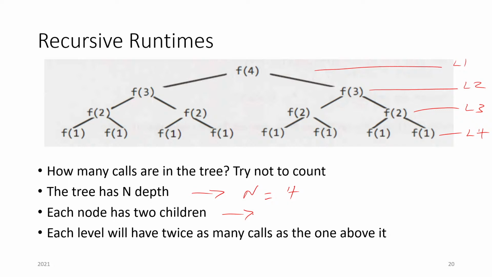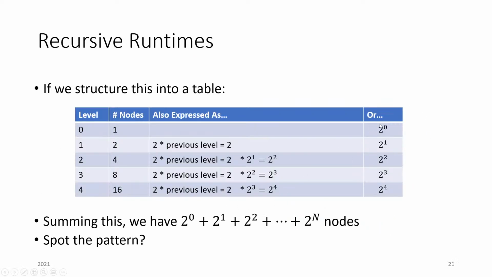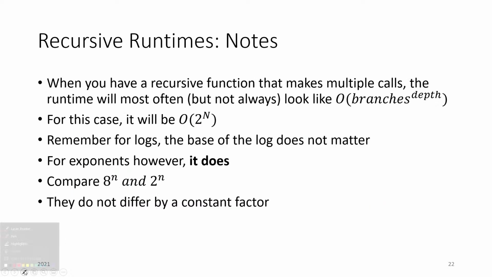And we have branches here. So branches equal to 2. And when we formulate our relationship by adding the number of nodes, we get a summation that is going to be order of branches to the power of depth. So for this case, it's going to be O of 2 to the power of n.